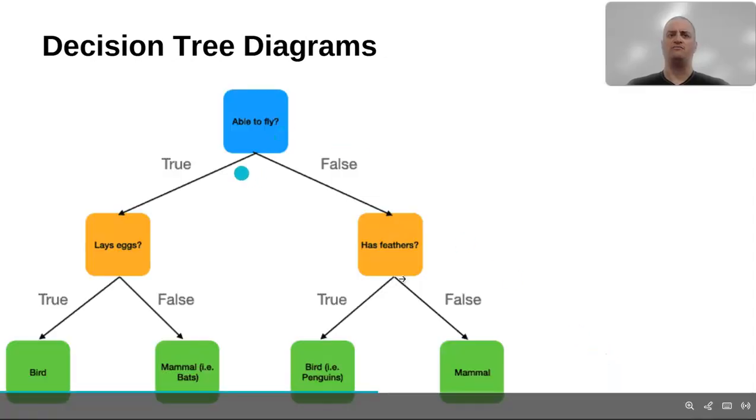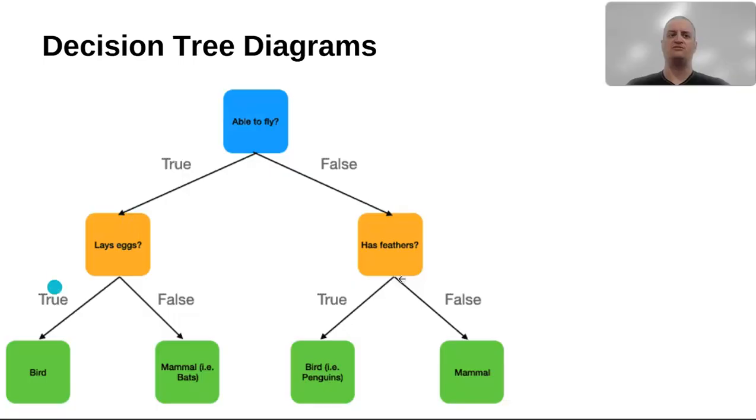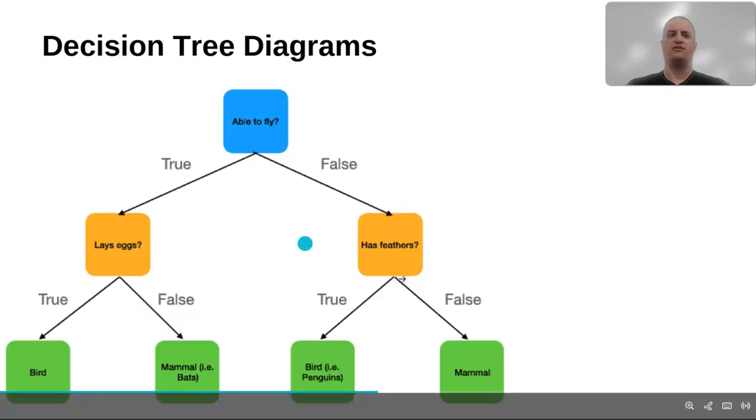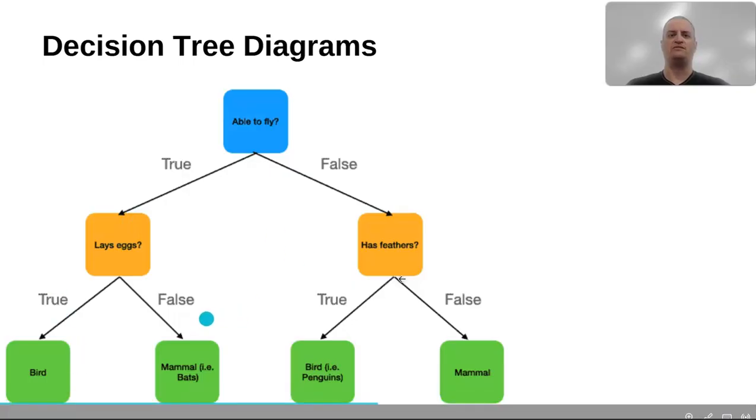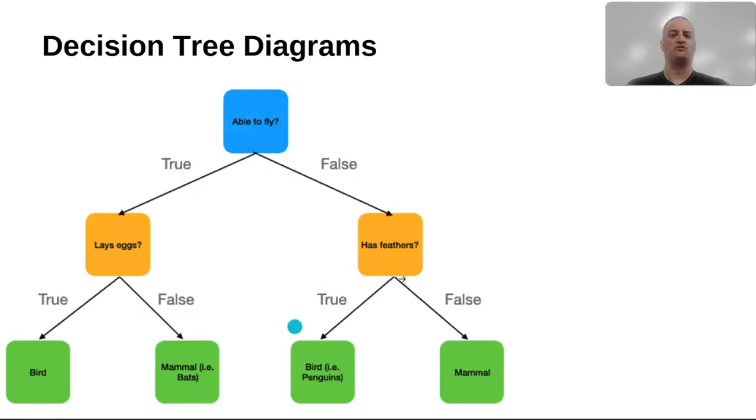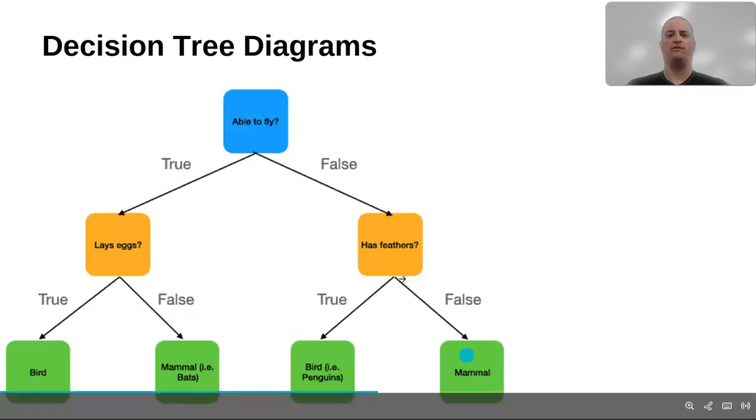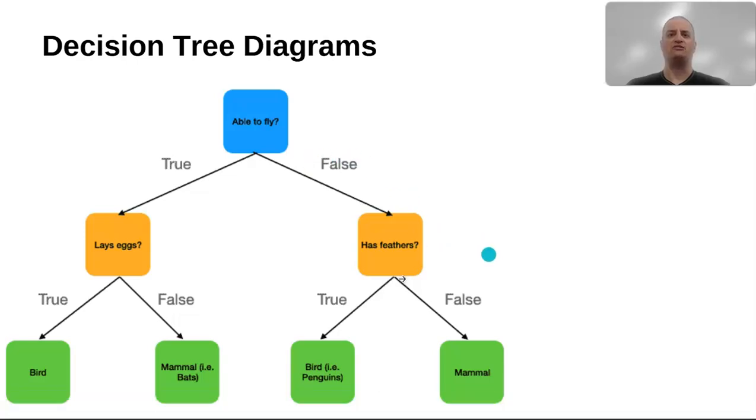Able to fly? True. Lays eggs? True, it's a bird. False, it could be a mammal like bats. Has feathers? True, bird. False, mammal. So a lot of these ideas is making different jumps based on the answers.